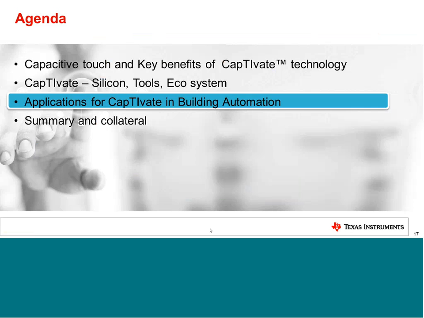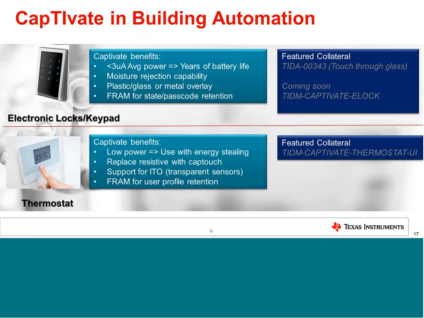Next, let's step into how you can use capacitive CapTIvate technology in building automation type applications. So I picked a few very representative examples based on what traction we're getting in the market. The first example I'd like to show is an electronic lock. When you look at an electronic lock, again, these are getting very, very popular right now with the IoT and the connected home. So you want to have a keypad.